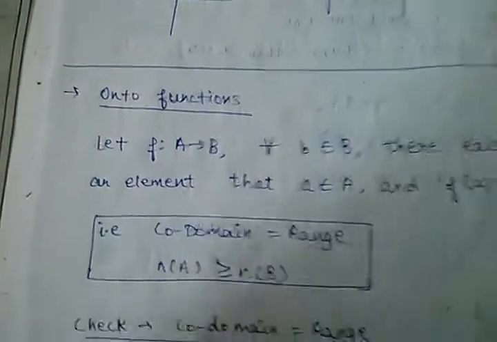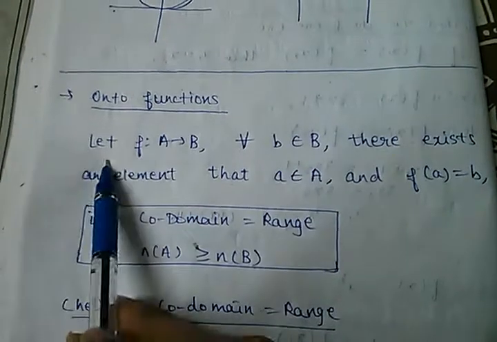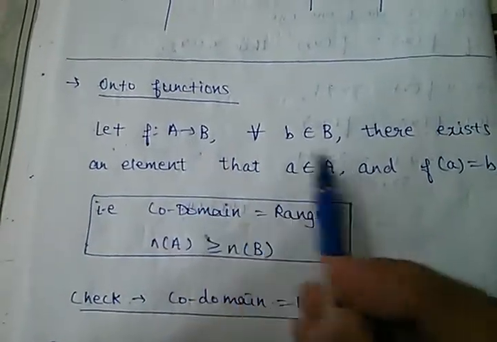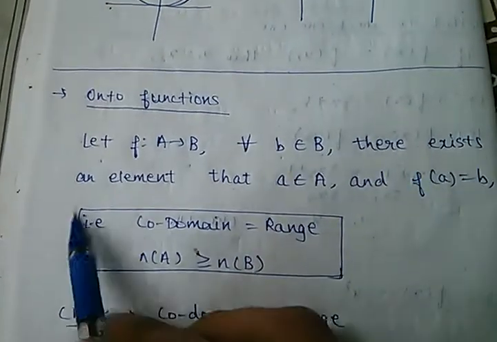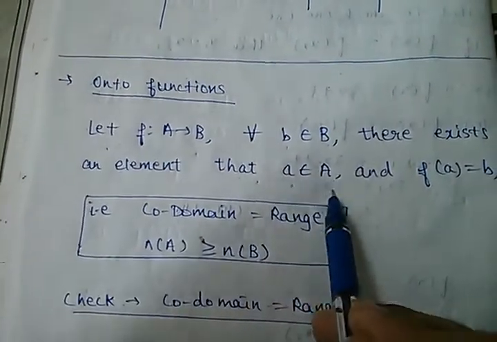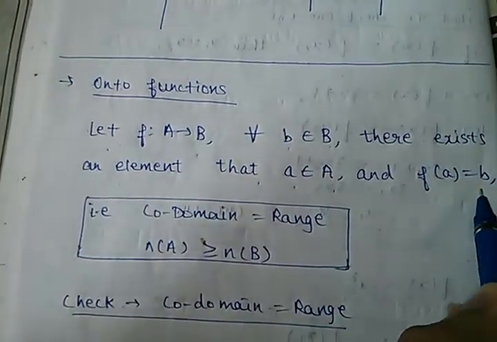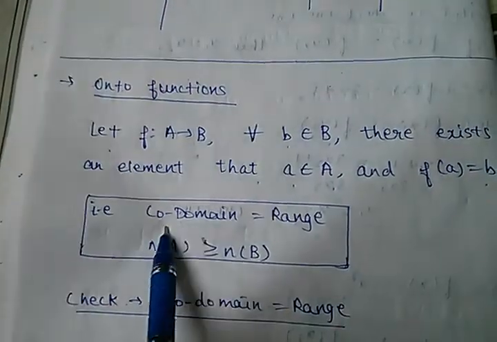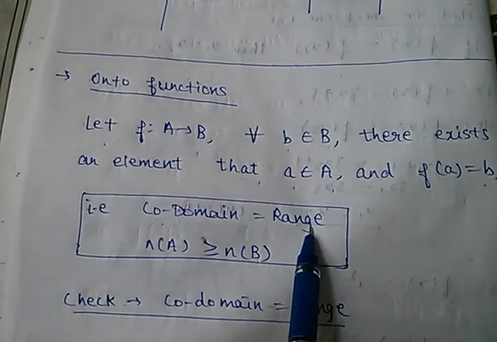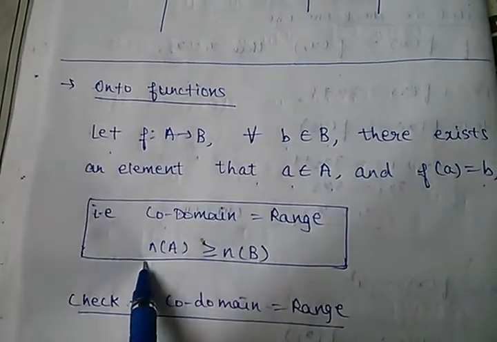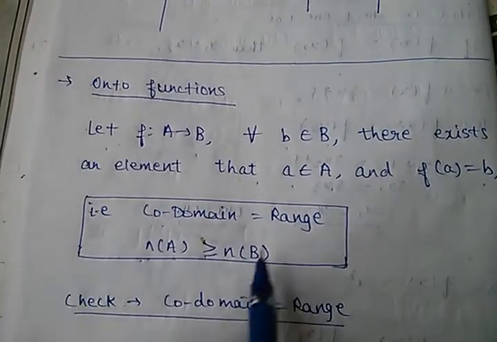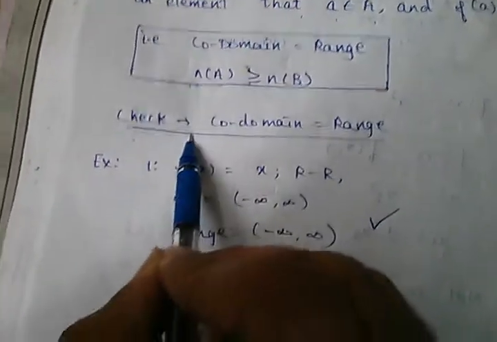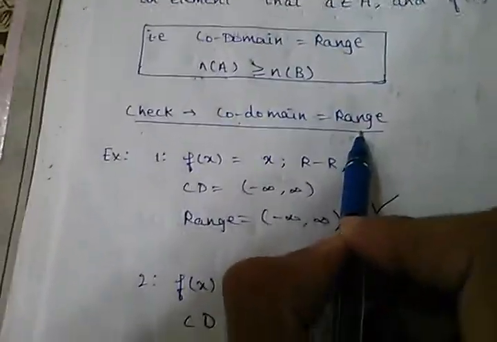So moving on to onto functions. A function is called an onto function if for every element b belonging to the set B, there exists an element a belonging to set A such that f of a is equal to b. Or in another way, we can say that the codomain is equal to the range. And the condition for this is the number of elements in A must be greater than or equal to the number of elements in B. And the check for a function to be onto is that the codomain must be equal to the range.